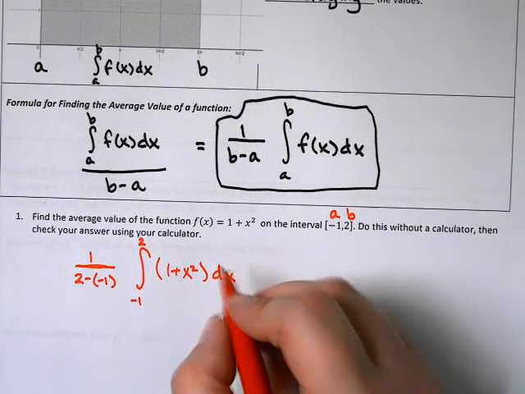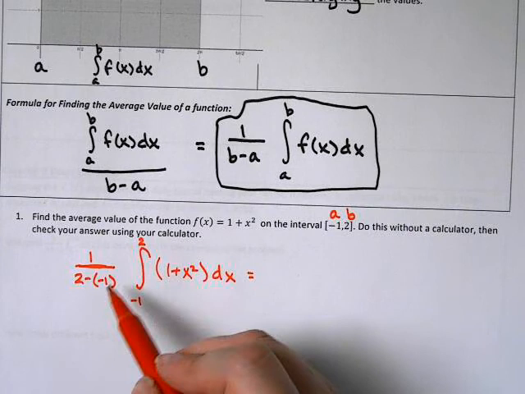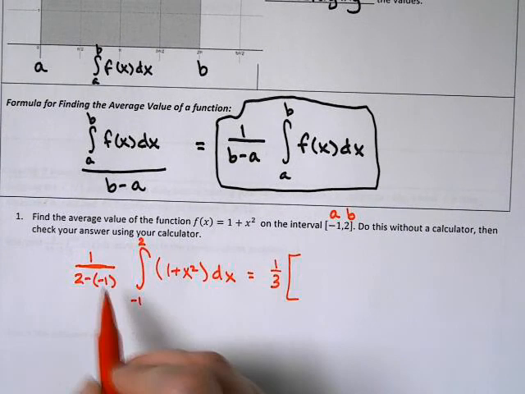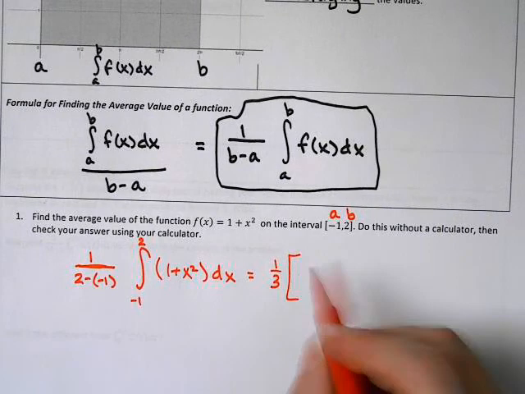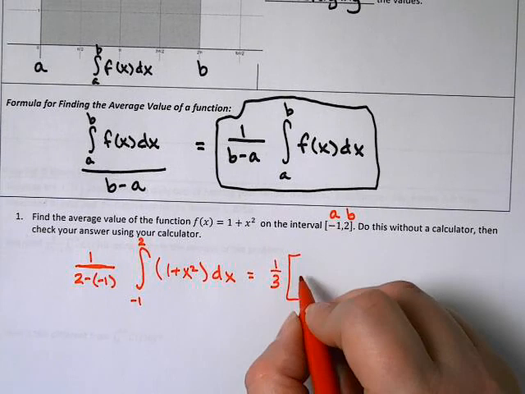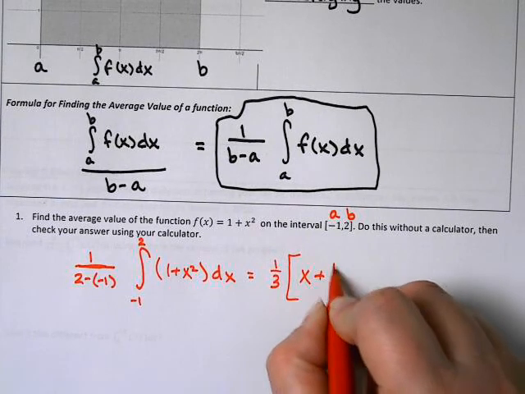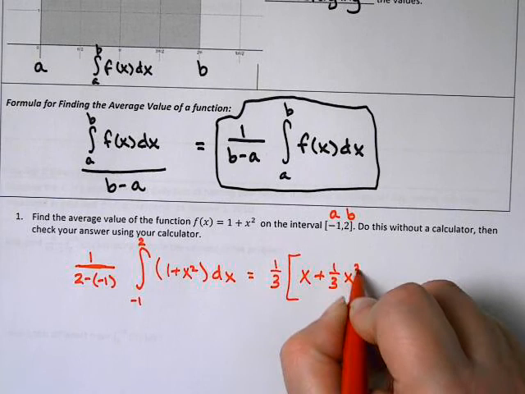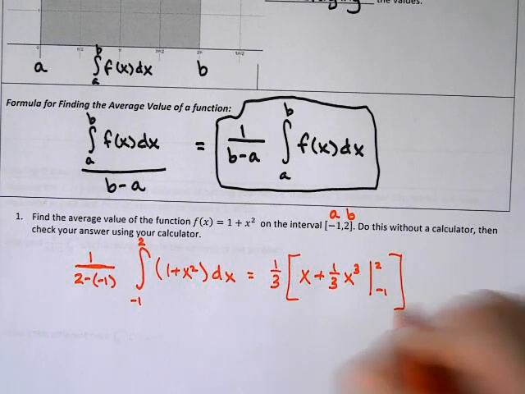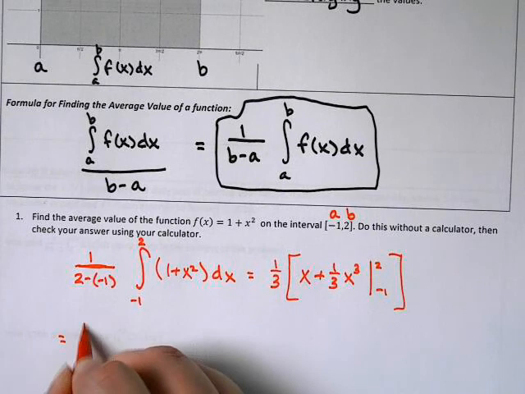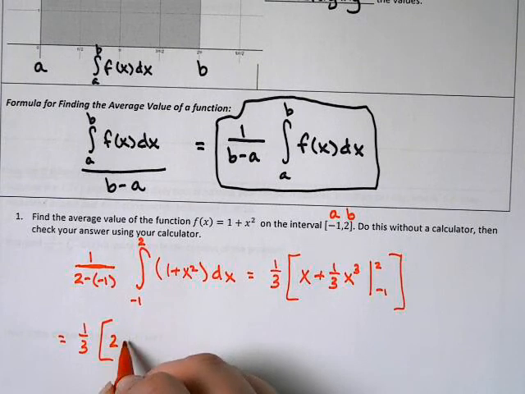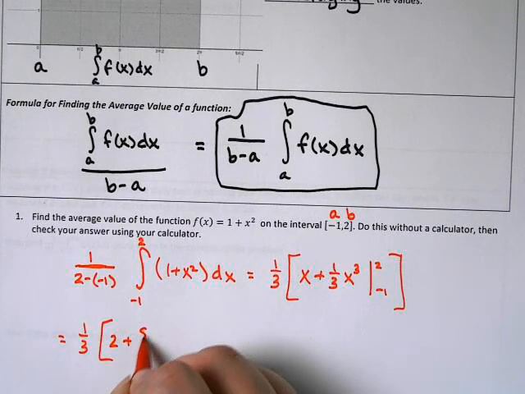So now we're just going to start to simplify and take an antiderivative. So let's see. This is going to be 1 over 3. That's my 1 over 2 minus -1. And I'm going to put brackets here because now I'm going to do an antiderivative. So let's see. We'd have x plus 1/3 x cubed. And we're going to evaluate that from -1 to 2. So 1/3. And we're going to start evaluating here. So if I plug in 2, I would have 2 plus 8 over 3.